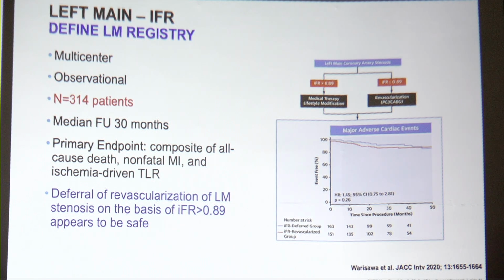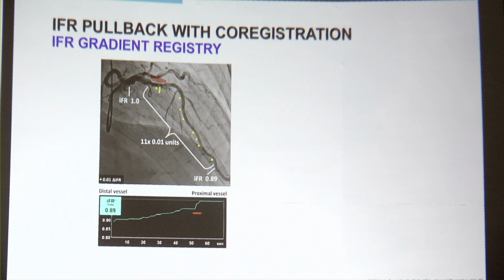So, for example, they excluded left main, and so recently this registry was published, the left main IFR DEFINE, which showed that probably it is reasonable to use IFR even for the left main. What about pullbacks? With FFR, that certainly wasn't easy to do.